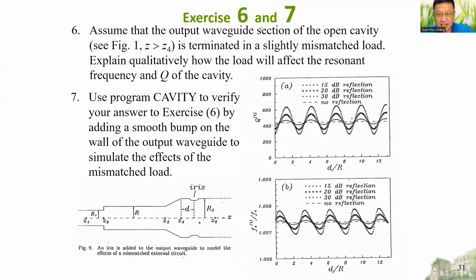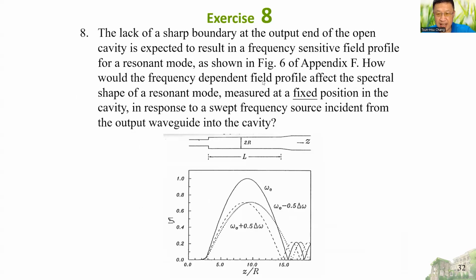Okay, exercises 6 and 7. We are going to study this case with an artificial reflection. In addition to this one, we provide another reflection, an iris. This discontinuity provides a reflected signal together with the reflection from the taper section, and see what the difference is. Exercise 8.